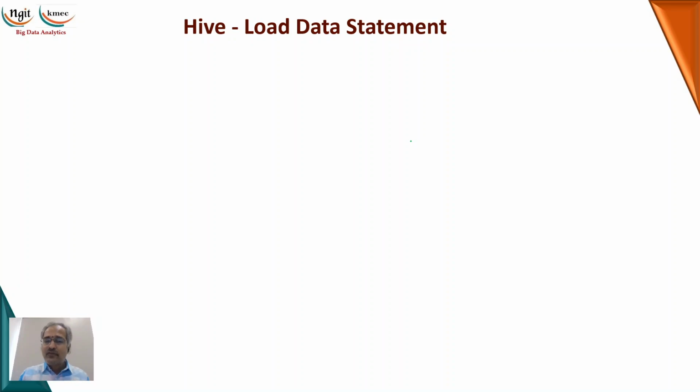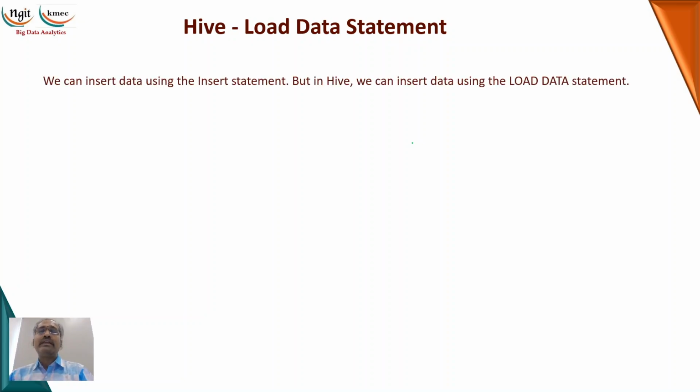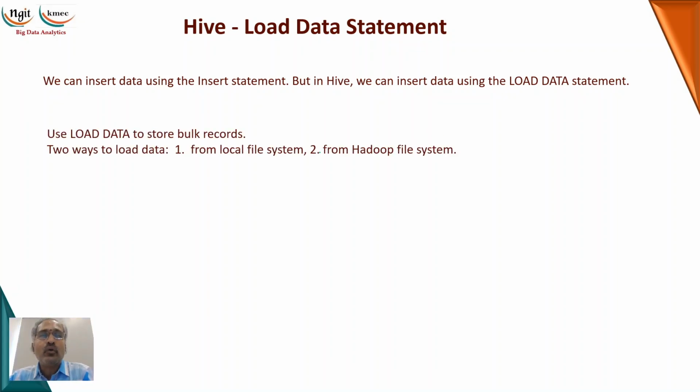Now, if you don't mention the location, then how can we add the data to the table? Actually, the data is available somewhere and the schema is available in the Hive environment. So we have to connect these two. How can we connect that? Please remember that the default directory for the Hive tables is the warehouse directory. So we can connect the data to the table by using the load command.